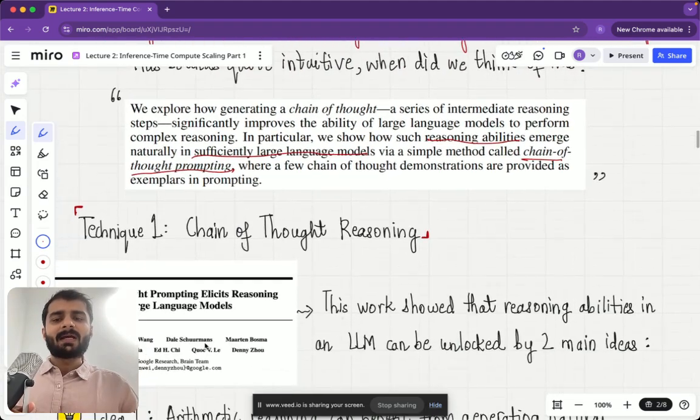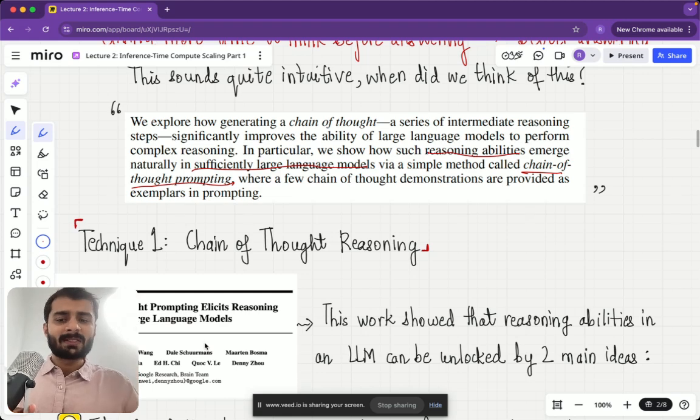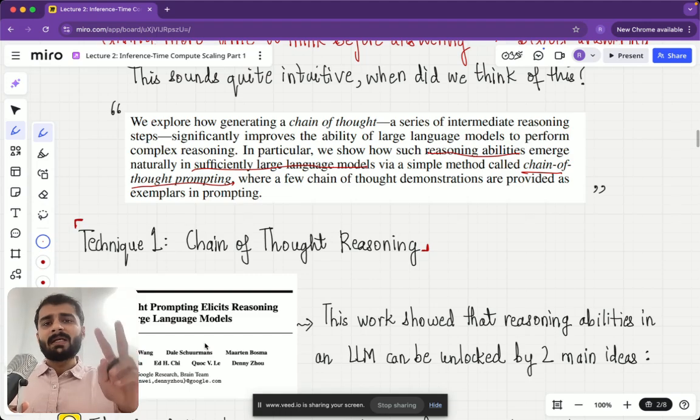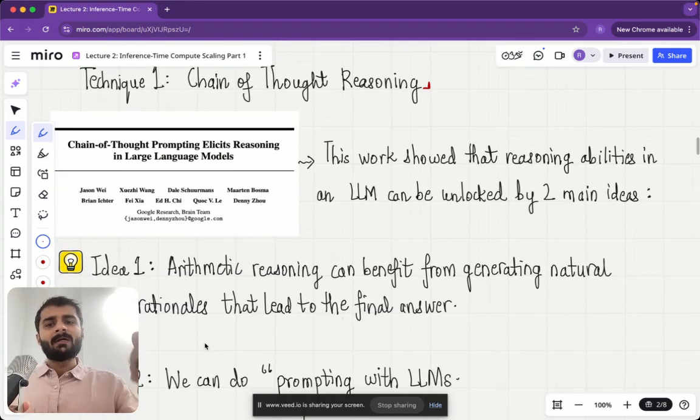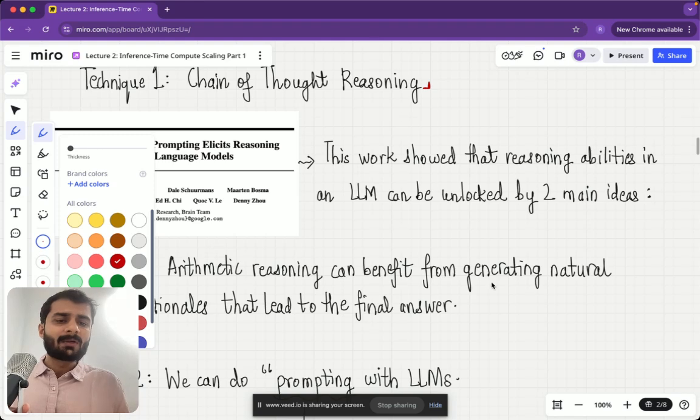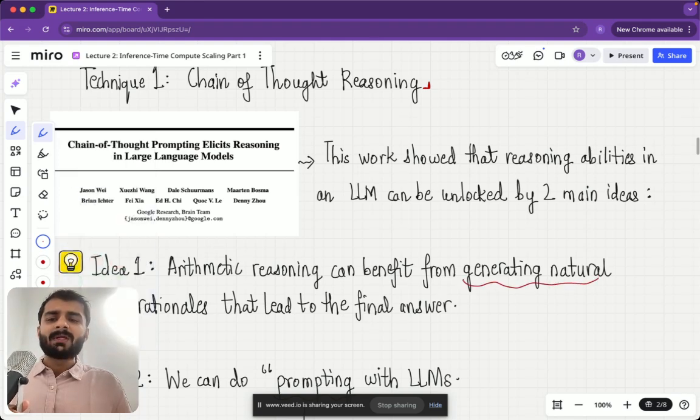So, this is the first technique that we are going to learn, which is called chain of thought reasoning. This paper came out in the year 2022 and it was released by the Brain team at Google Research. This work primarily showed that reasoning abilities in a large language model can be unlocked by two main ideas. Idea number one is that arithmetic reasoning can benefit from generating natural language rationales that lead to the final answer. These words I know sound a bit complicated, but natural language rationales mean the series of steps which take you from the question to the answer.